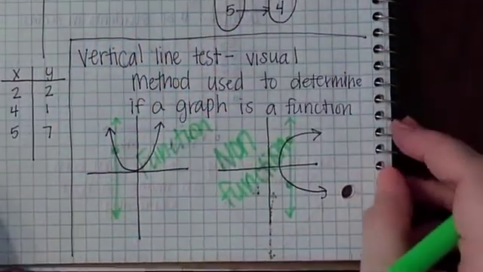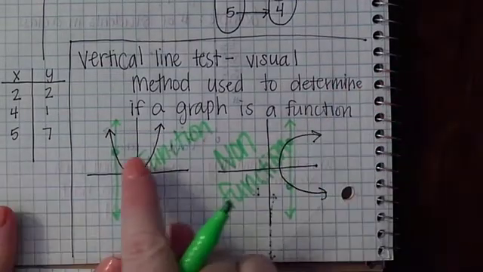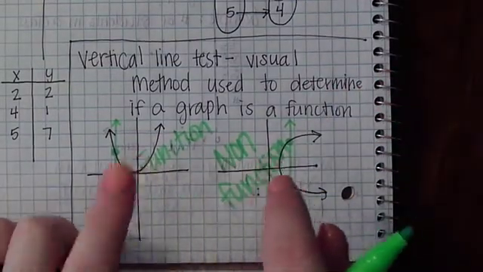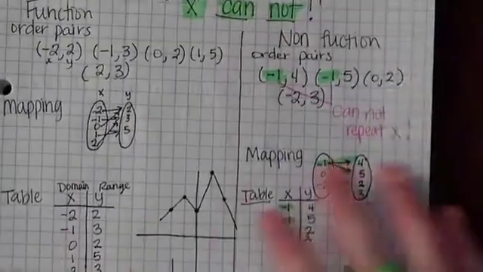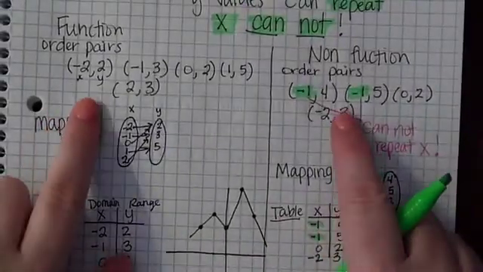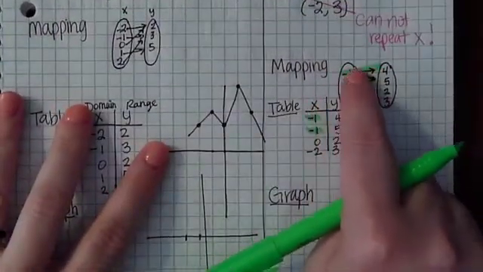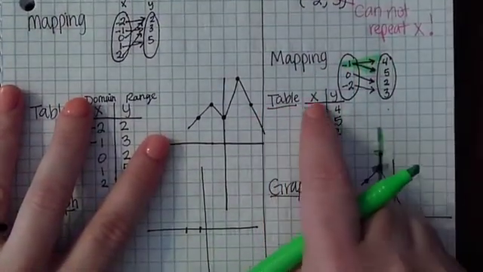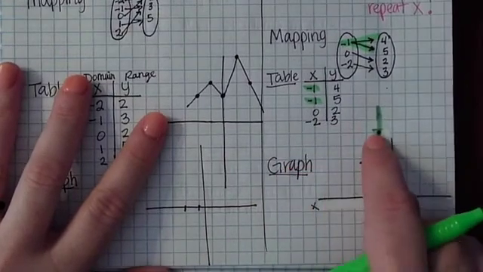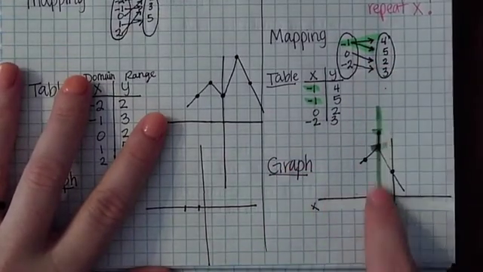So that was our big thing that we wanted to talk about today, was how to decide if something is a function or not a function. And really, you need to be able to remember all of the ways. So in an ordered pair, x cannot repeat. Mapping, you can't have an arrow that goes to 2. Table, X cannot repeat. Graph, X cannot repeat. Or the vertical line test.